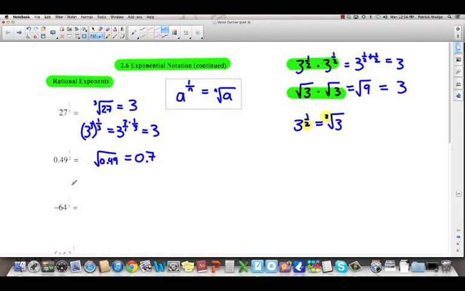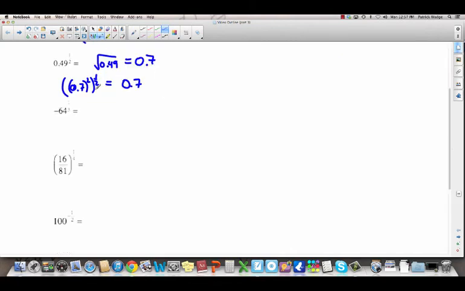If you want to do it the other way, 0.49 is the same as 0.7 squared. And then we're raising all that to the 1/2. Again, you're going to do power over power, multiply those two things together. 2 times 1/2 is 1, so you're left with 0.7 to the 1 power. Same answer. The cube root, negative 64 to the 1/3 power.